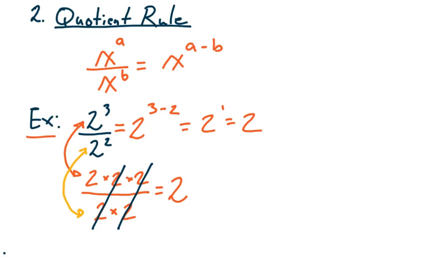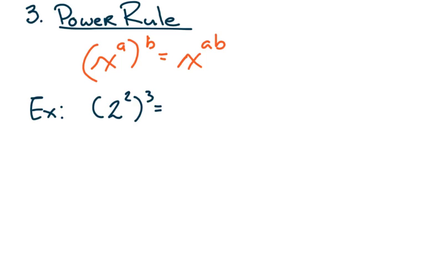Let's move on to our next property, the power rule. Okay? And that states that if I have x raised to the a power, and then I raise that whole entire thing to the b power, that's going to be equivalent to x to the a times b power. Why does that make sense? Okay, using this example, we have 2 to the second raised to the third power. So if we just follow this rule blindly, we get 2 to the 2 times 3, or 2 to the 6th power. Okay? And that's equivalent to 64, but it doesn't really matter that much.